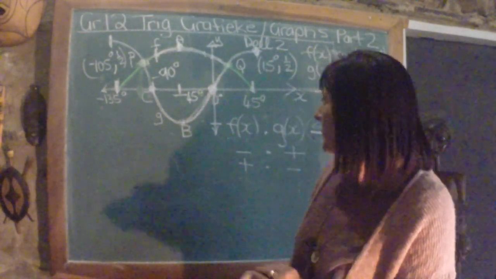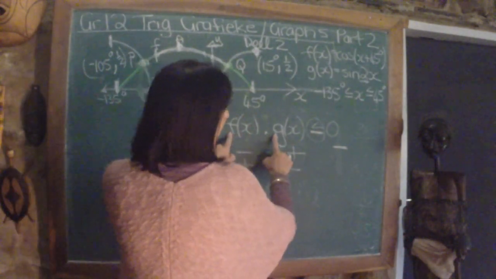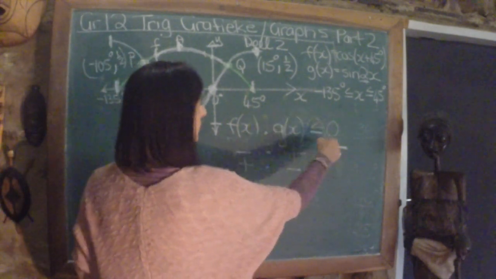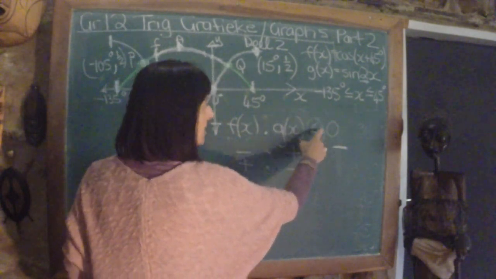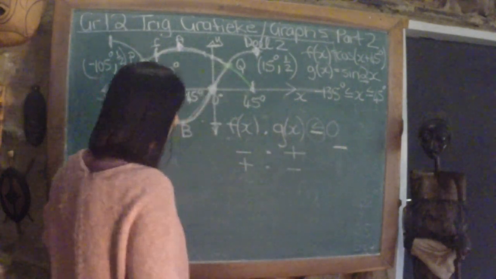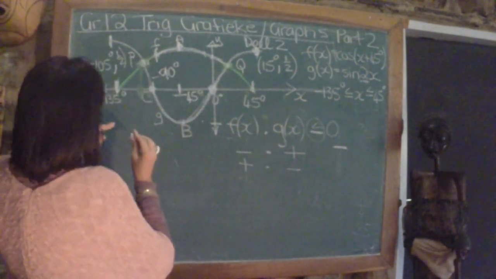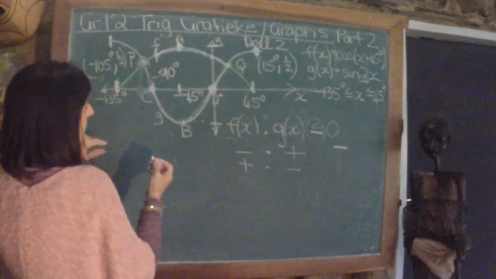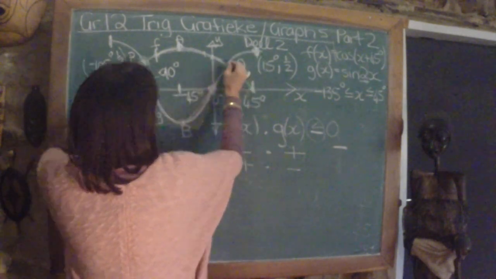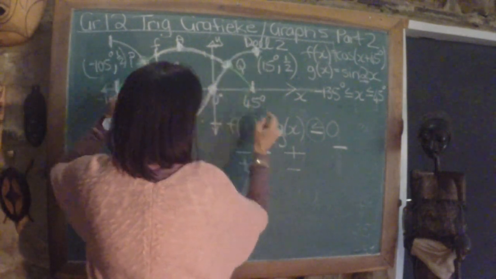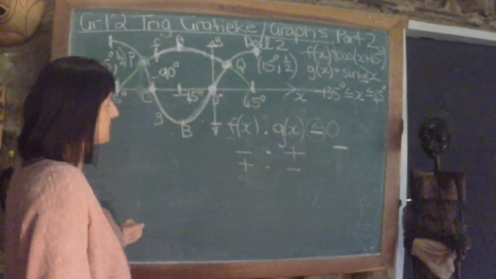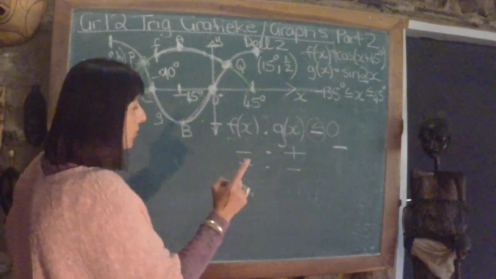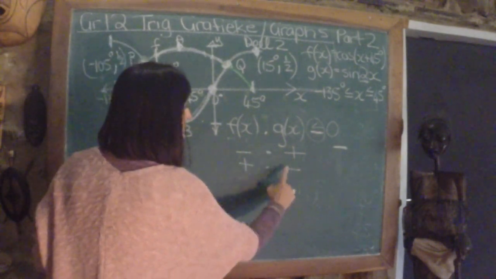Juffrou gaan aan. Ek wil weet waar is fx maal gx kleiner of gelyk aan 0, meaning if I multiply the two functions, when will the answer be negative? En kleiner gelyk aan 0 beteken negatief of 0. So waar is die twee funksies gelyk aan mekaar? Again, there it's equal to each other, exactly there, and there is equal to each other. Very important, the equals to stays. Where will the one be negative and the other one be positive, or the other way around? Waar is die een positief en die ander een negatief?